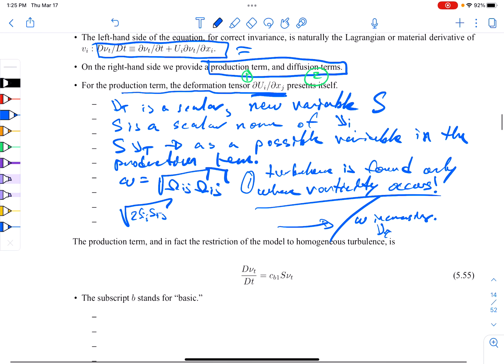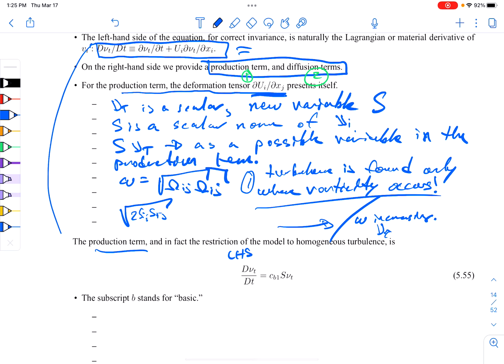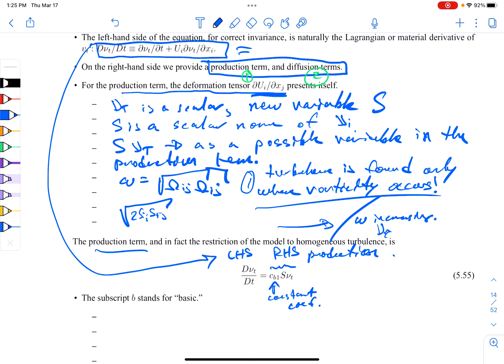So just based on some of these arguments, they proposed a production term. This is their left-hand side, which we noted up here, and this is the right-hand side. And that's their production. CB1 is a constant coefficient, a calibration coefficient they introduced. They're just saying, hey, this transport eddy viscosity goes as S times nu t.